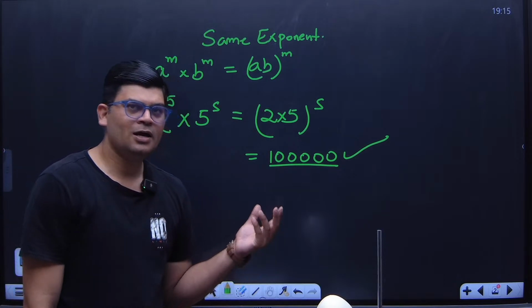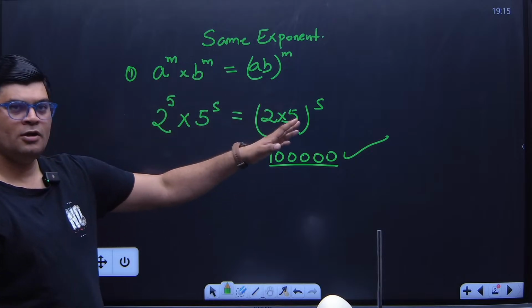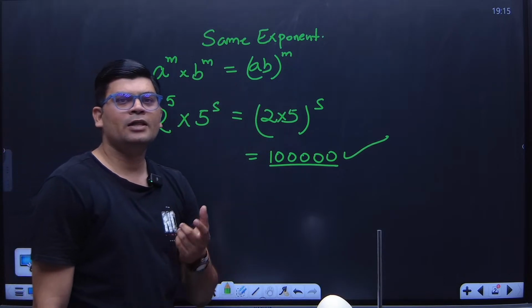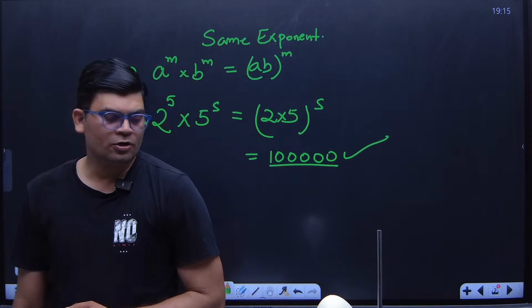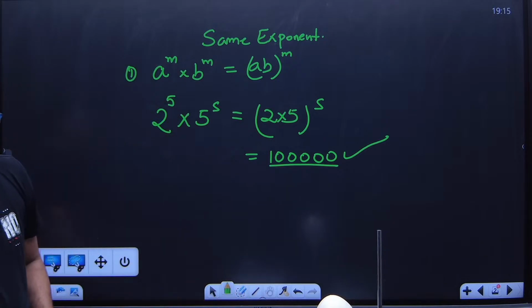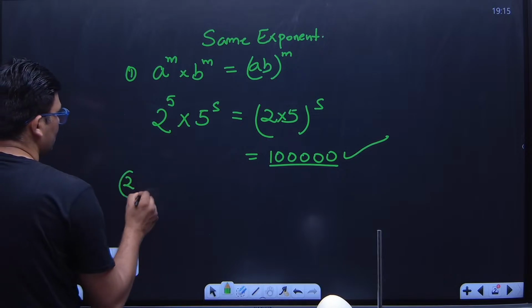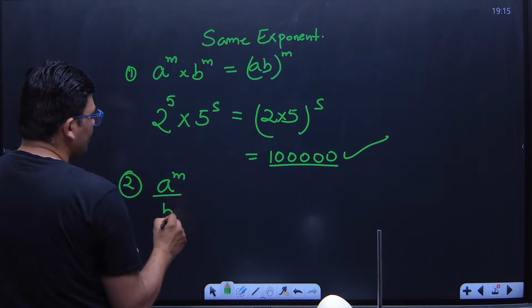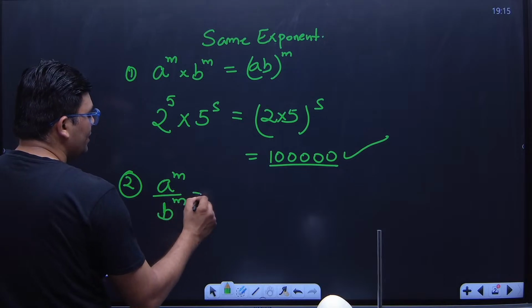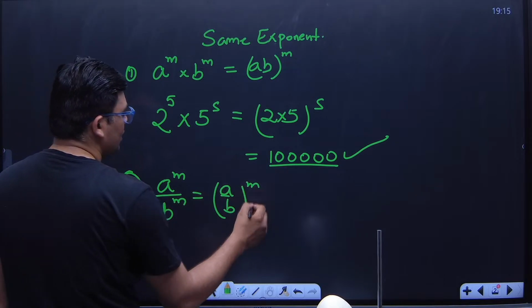So this is the use of law of exponent with the same exponent. First you multiply the number and then you keep the power. Understood? Yes. Okay. Then a raised to the power m divided by b raised to the power m. What does this mean? This means you divide the number first and then you keep the power.